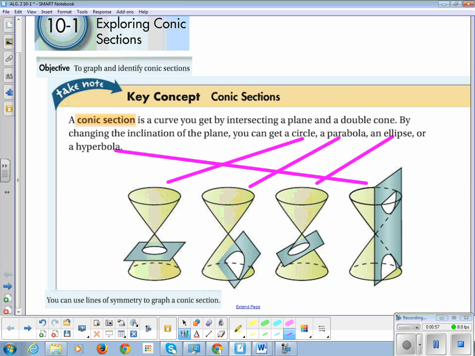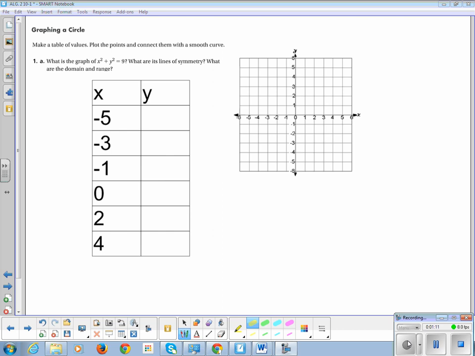And down here, you can also use lines of symmetry to graph a conic section. And we've seen that a lot in parabolas. Alright, so we're going to graph each one of these. We're going to use symmetry to help us out. We're going to start our graphing exploration by making a table and plotting points. So in this case, we're going to graph a circle. And to do that, we're going to make a table, plot the points, and connect them with a smooth curve. This is our plan of attack.